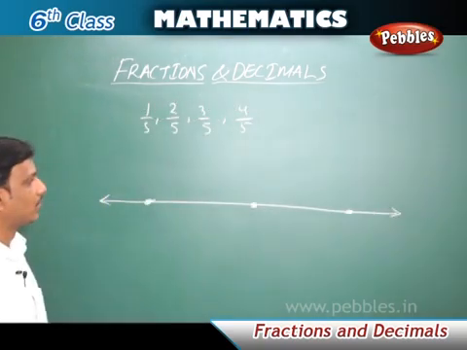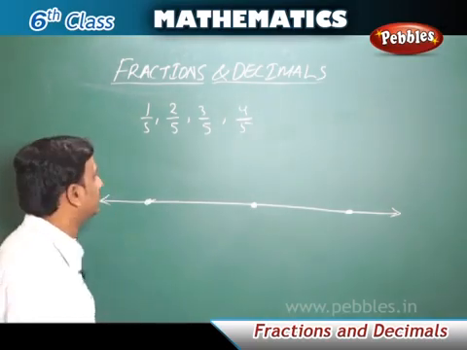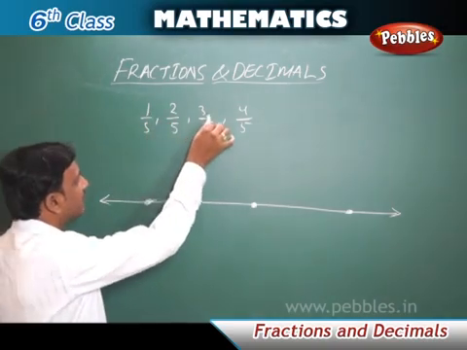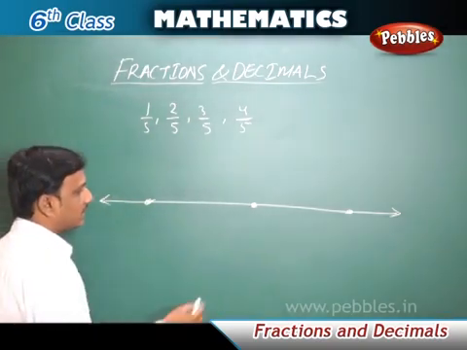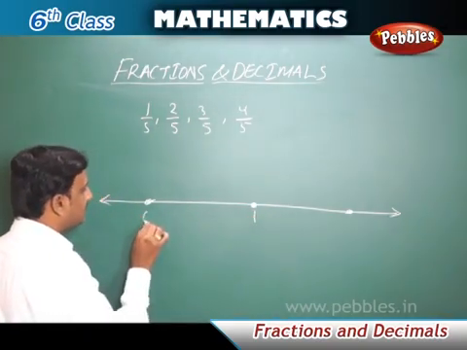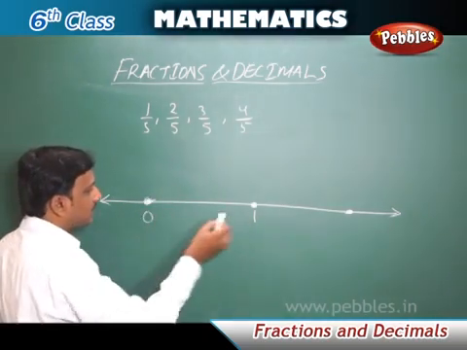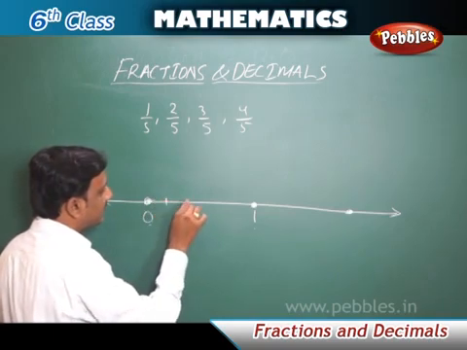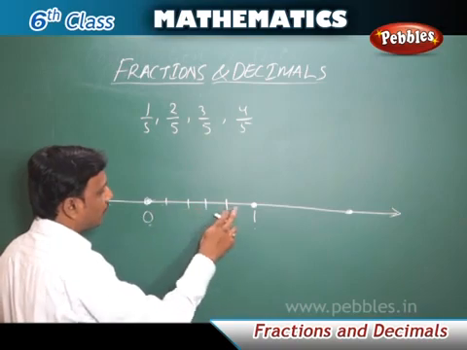Let us see one more example of representing a fraction on a number line. Here we have to mark 1/5, 2/5, 3/5 and 4/5 on a number line. So this is 1 and this is 0. To mark these fractions on the number line, the gap between 0 and 1 should be made into 5 equal divisions. 1, 2, 3, 4, 5.